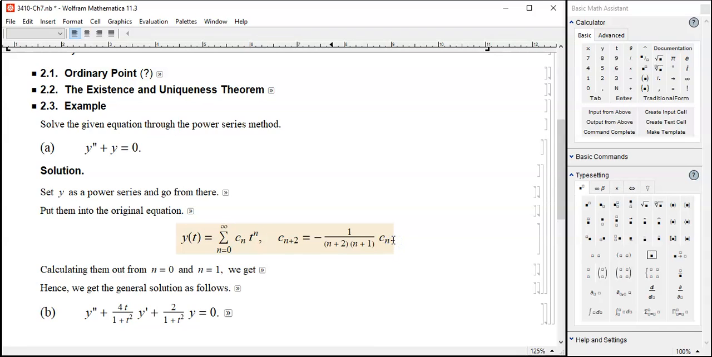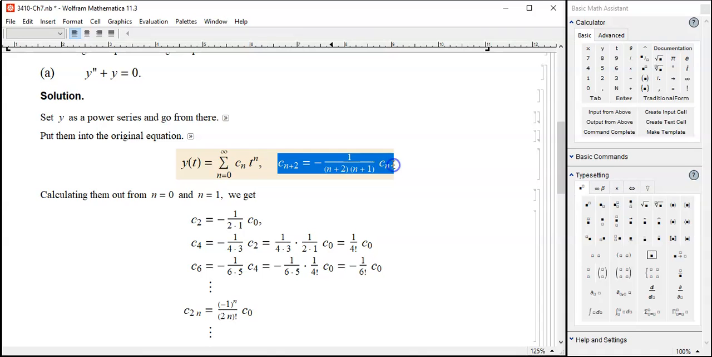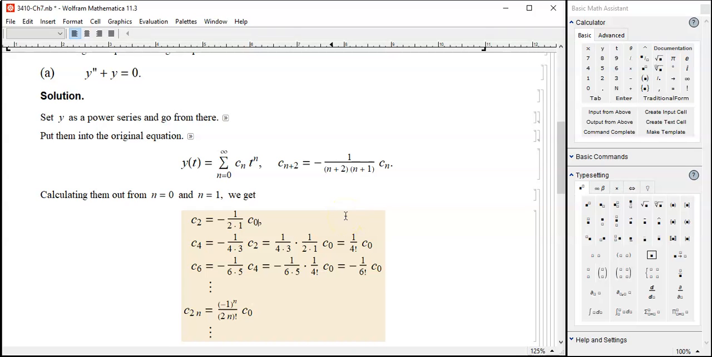And from this point on, let's find out these values. What choice we have? Well, C0, n equals 0, plug in, n equals 1, plug in, n equals 3, plug in, and so on and so forth. Let's do it. From this expression, you plug in n equals to 0, then what do you get? C2 is equals to negative 1 over 0 plus 2, 0 plus 1, so we end up with this first line. Next, if n is 2, then this is 2 plus 2, so C4, and then this is 2 plus 2, 2 plus 1, and we get this expression.